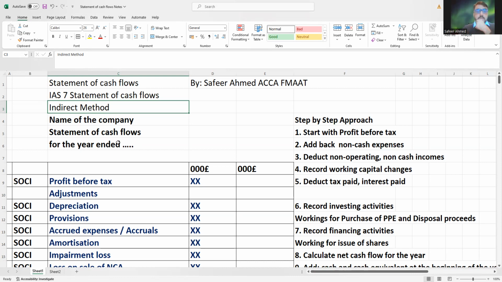Okay. So first of all, as usual, you need to write down the name of the company and then the statement that you are preparing. So of course, you are preparing a statement of cash flows for the year ended, whatever the year end will be in the question. And also it's worth noticing that this pro forma, I have taken from IAS 7, which is International Accounting Standard 7, that deals with the statement of cash flows.